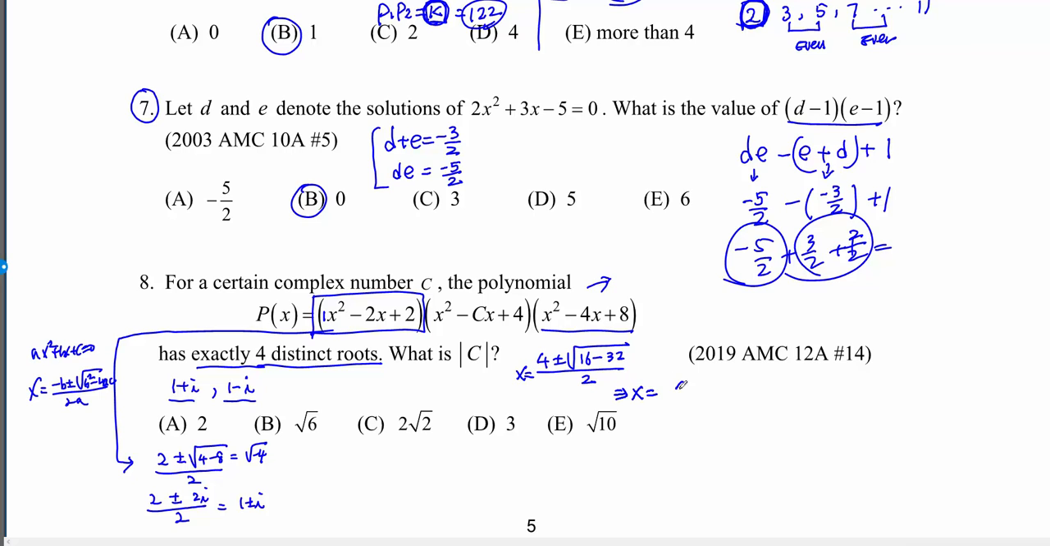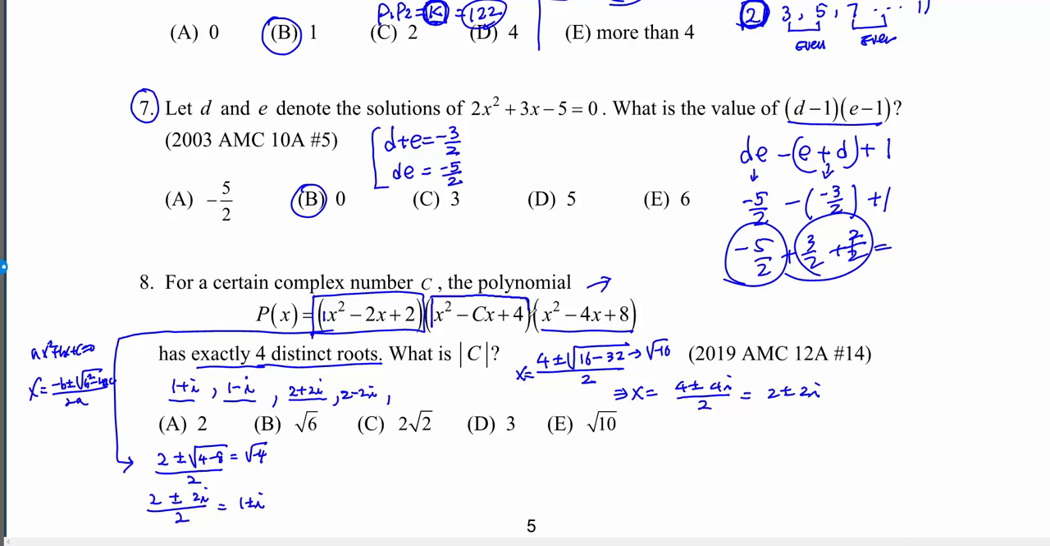x equals 4 plus minus the square root of, this is how much? Negative 16, right? That's a negative 4i. Okay. Over 2 equals how much? 2 plus minus 2i, isn't it? That's okay. But you can see another over here. 2 plus 2i, the other one is 2 minus 2i. We already got 4 distinct roots already.